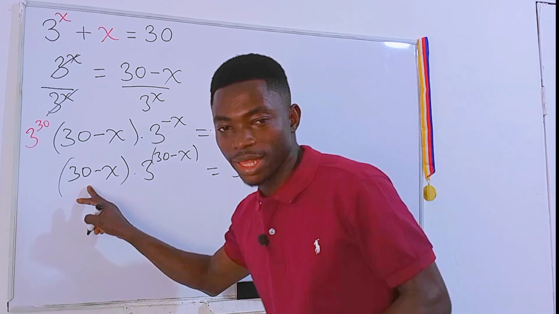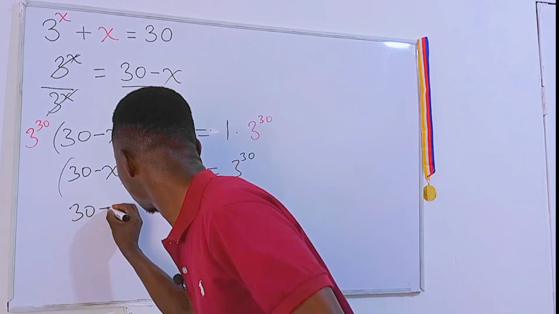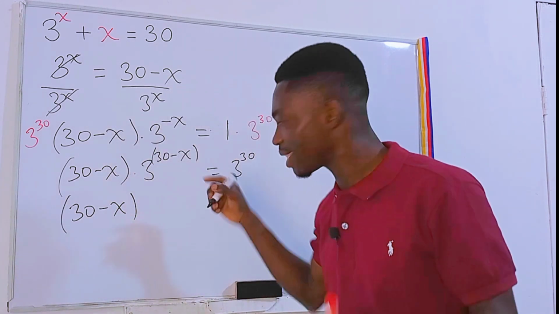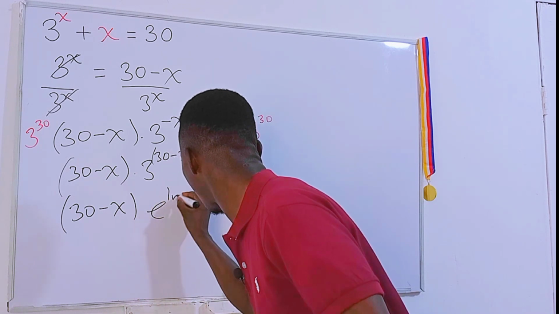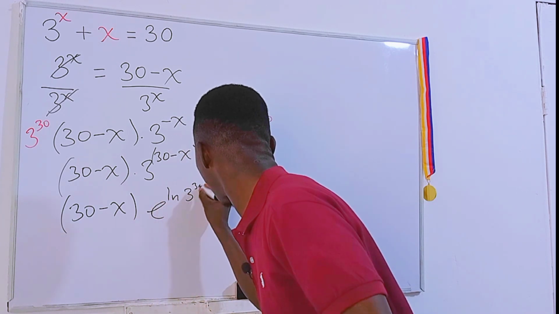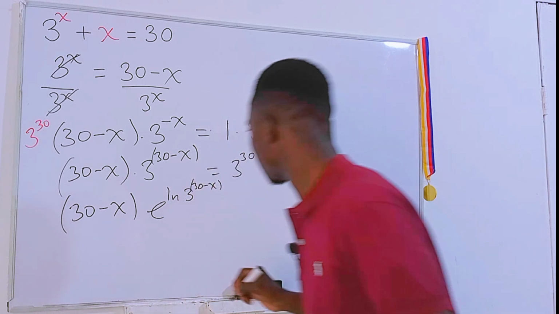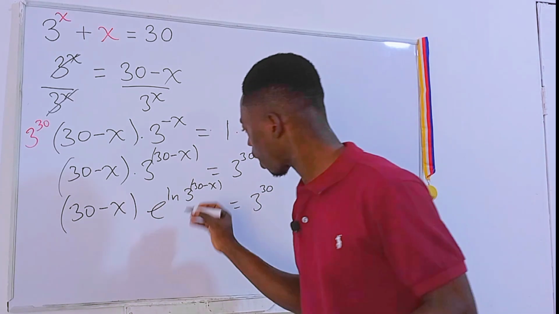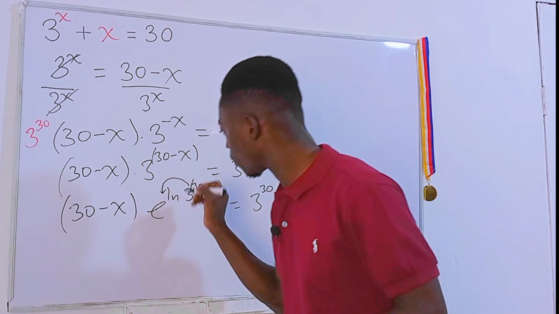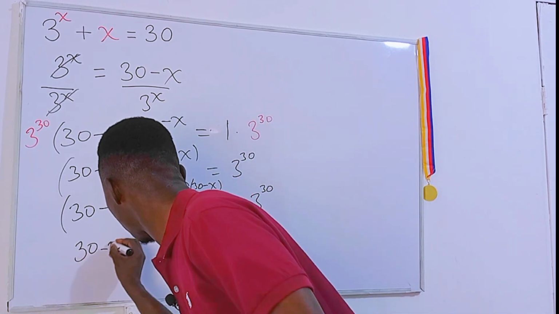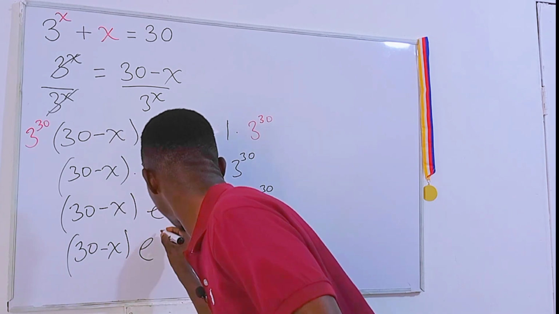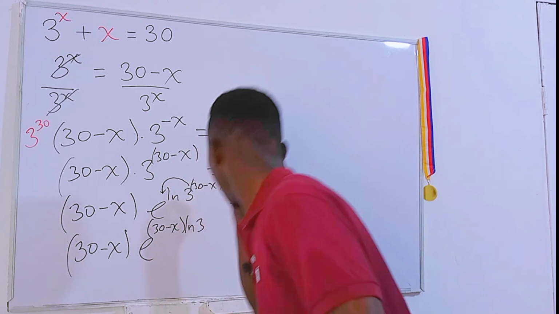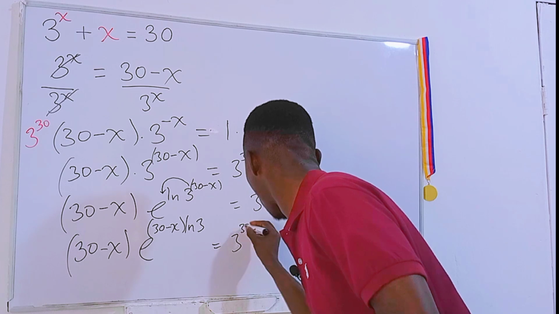In fact, I will maintain this 30 minus x just like this. This right here, 3 to the power 30 minus x, is the same as e to the power ln of 3 to the power 30 minus x, just like this. Then the right hand side, we have the exact same thing. Because you are talking about log, we can move the power right here to the front so that we will get 30 minus x times e to the power 30 minus x ln of 3. Then the right hand side, we have 3 to the power 30.